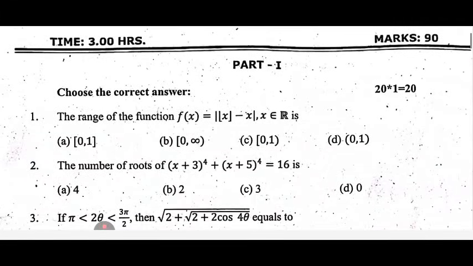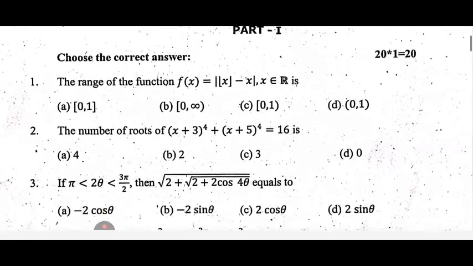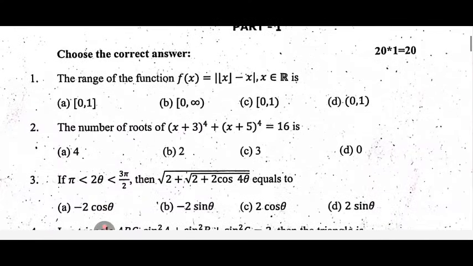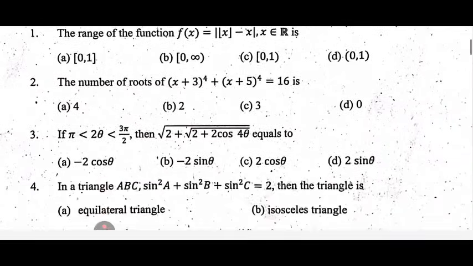So first, let's look at Part 1. Choose the correct answer. First, when the range of the function f of x is equal to, so look at the values. Second one, the number of roots of (x plus 3) to the power of 4 plus (x plus 5) to the power of 4 is equal to 16 is dash.